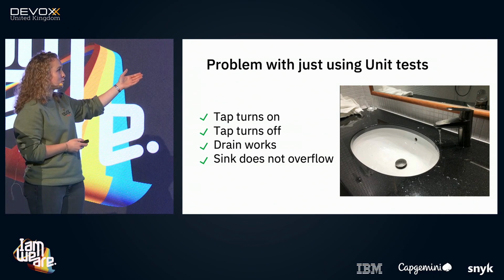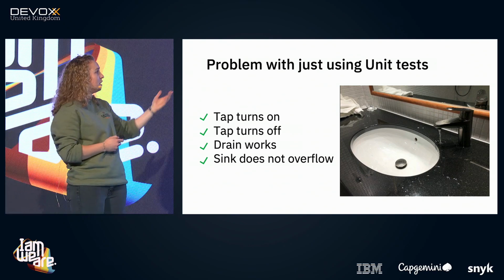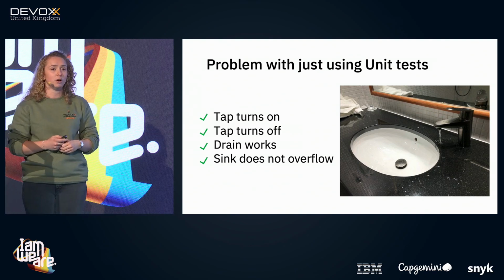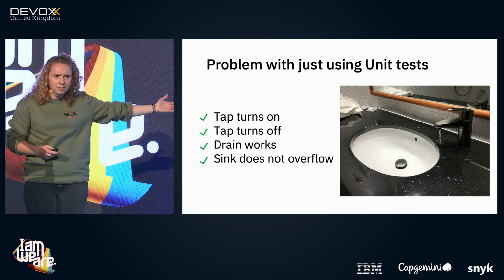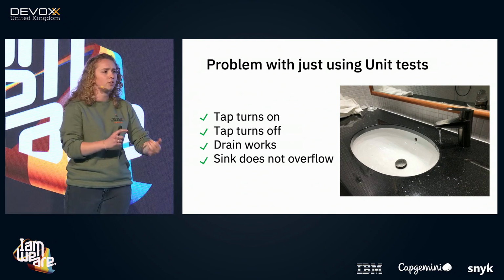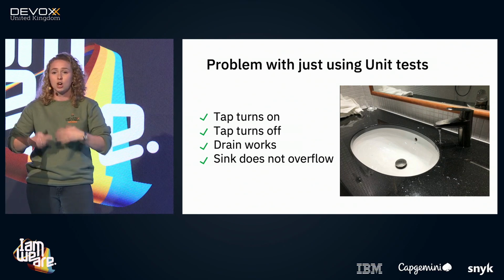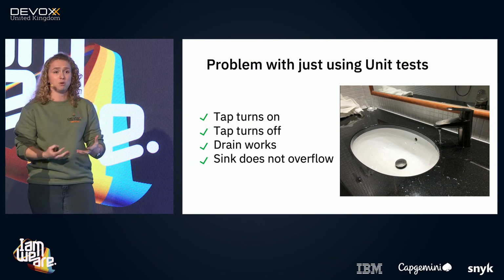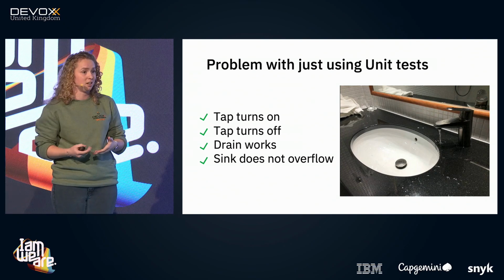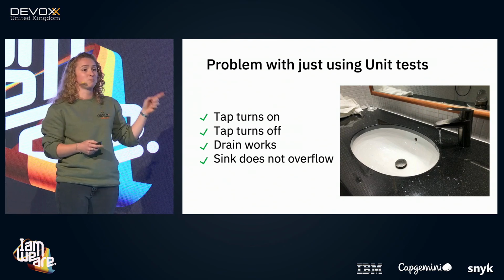So yes, the tap turns on. Yes, the tap turns off. The drain works and the sink doesn't overflow. But I can't wash my hands. So it's a pointless sink, right? I can't fill up a water bottle. I can't wash my hands. The water doesn't go into the basin like it was supposed to. It doesn't function as a sink. So actually, as a system, this is pretty rubbish.